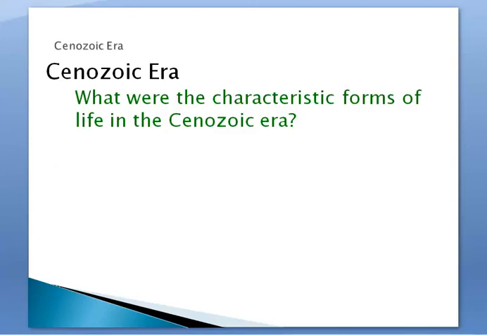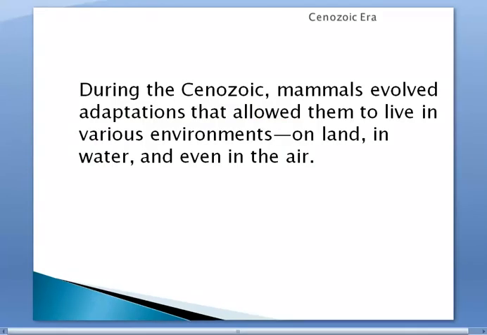So we're going to look at what are the main characteristics of the Cenozoic era, and this is the one that we are currently in today. During the Cenozoic, mammals evolved adaptations that allowed them to live in various environments. So the big key here is mammals.